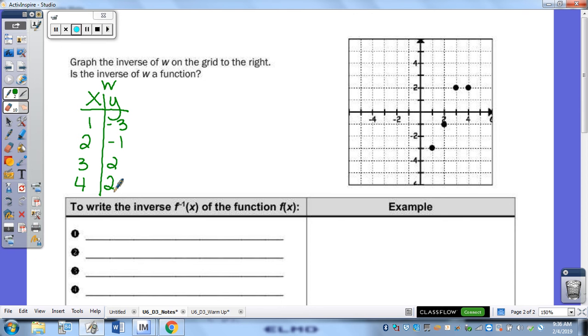So now I'm going to invert them. Inverse. So I want negative 3, 1, negative 1, 2, 2, 3, and 2, 4. So once you have your table copied down for your new inverse, go ahead and plot your points. Negative 3, 1. Oops. I went down when I should have gone up. Negative 3, 1. There we go. Negative 1, 2. 2, 3. And then 2, 4.